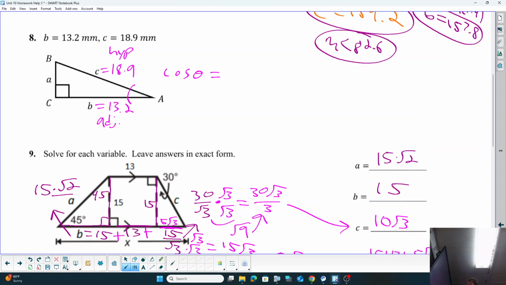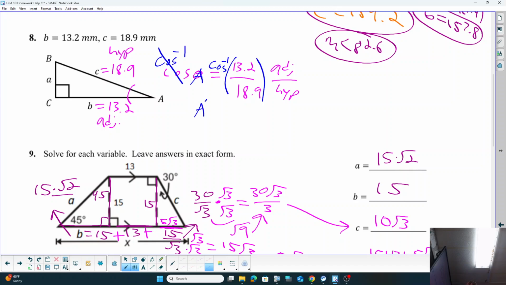And cosine of theta equals something over something, and that something over something is adjacent over hypotenuse. Remember? Adjacent 13.2 over hypotenuse 18.9. And how do you get cosine to the other side? You inverse cosine. And if you do it to one side, you have to do it to the other side. Plug it into your calculator, and then you'll have angle A, which is theta in this case.